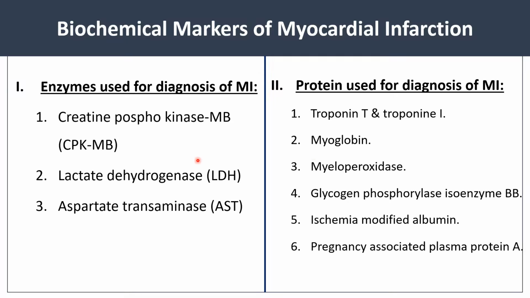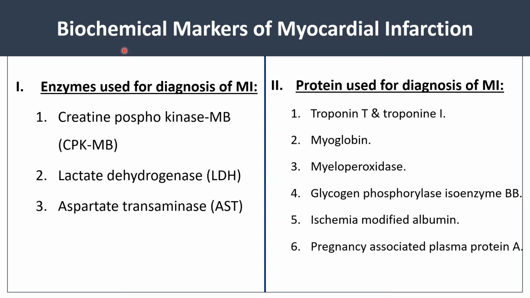So among these 9 markers, which one will get elevated first? The answer is myoglobin. Okay, and among these 9 markers, which is the most sensitive marker? This is one of the frequently asked questions. Among these 9, which is the most sensitive marker? The answer is troponin T and troponin I. Okay, troponin is the most sensitive one.